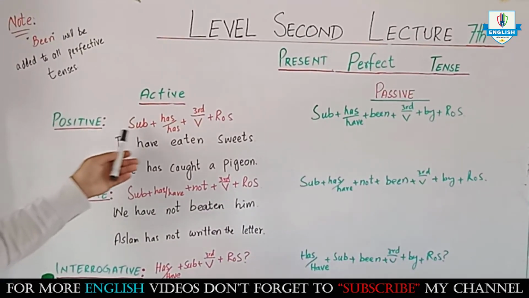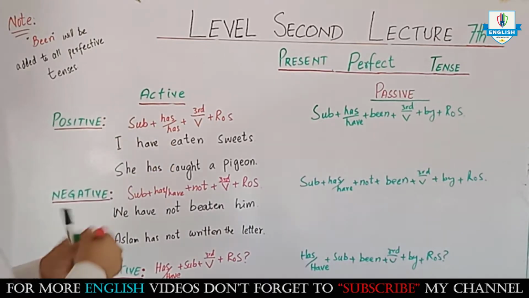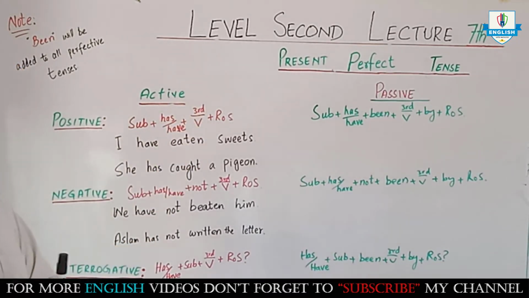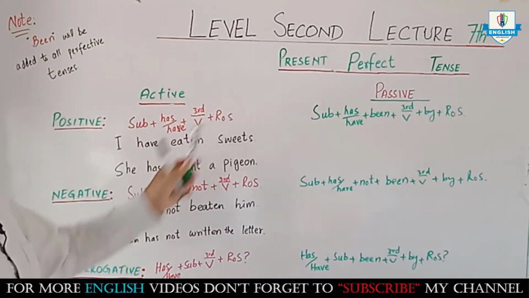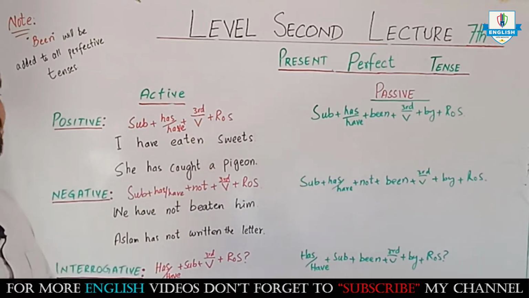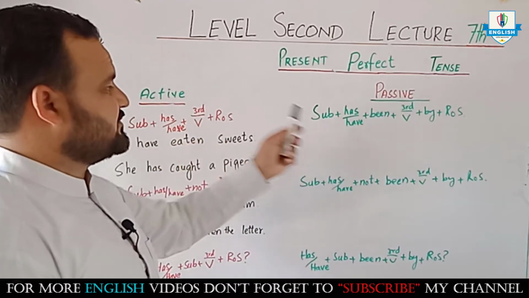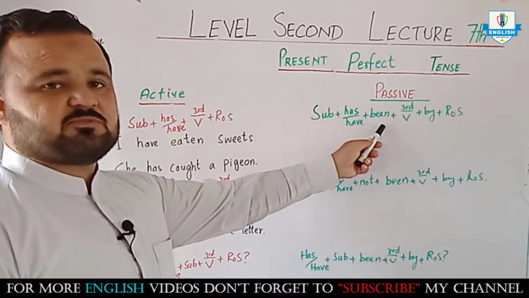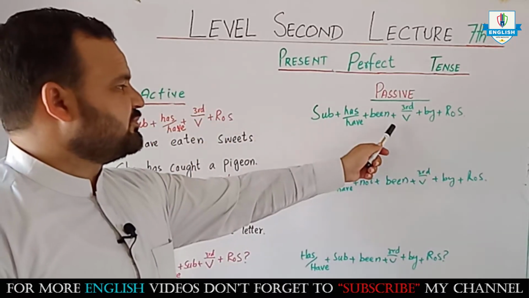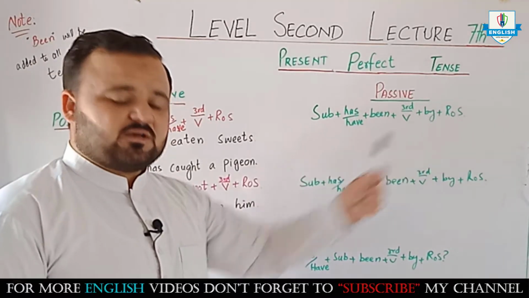So positive structure is subject plus has/have plus third form of verb and rest of the sentence. Rest of sentence may be complement or may be object. So the passive of this structure is subject plus has/have plus been. Been will be added with all perfective tenses. Third form of verb plus by a passive agent and rest of the sentence.